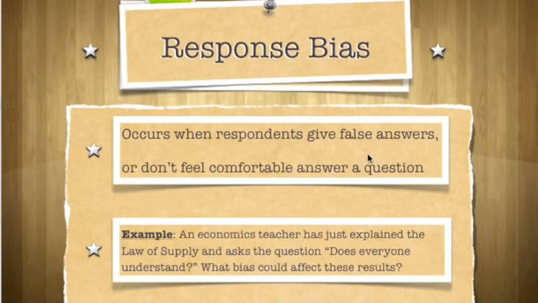The last type is response bias, and this happens quite a bit, especially in schools, where respondents don't feel comfortable answering, or they purposely give false answers. You've been in classes where a teacher has taught a tough lesson. I'll use economics, the law of supply, as an example. At the end of the lesson, the teacher asks, does everyone understand? If you don't understand, the chances of you putting up your hand are pretty slim because you don't want to be singled out. That's an example of response bias. Or you'll get instances where people just don't answer the questions truthfully. That's another example of response bias.